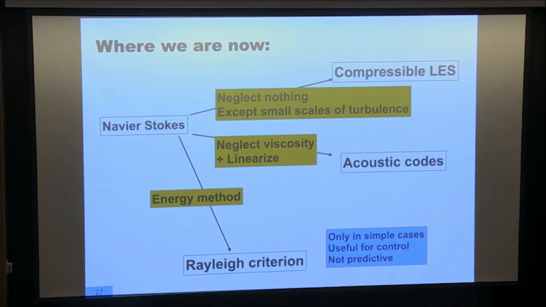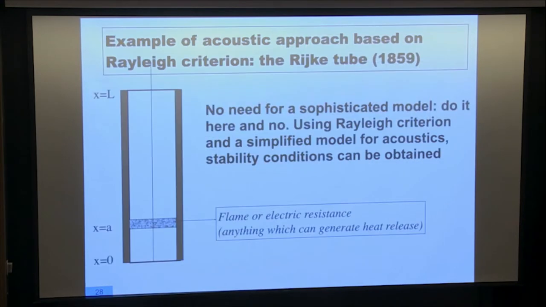So we use the Rayleigh criterion for simple cases, but if you go to companies, you will see that most of them are actually using these two together. Usually they try to do it with their RANS code, and they give up rapidly, and many of them are actually developing LES to do that. But these tools are standard in many companies. They have their own tools to do that. So let me show you how you can use the Rayleigh criterion for a very simple case that we showed before, which is the Rijke tube.